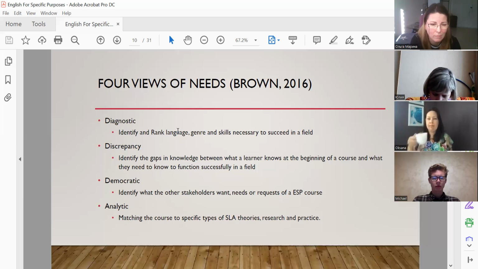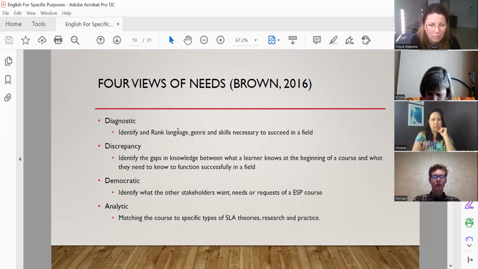identify those skills. Discrepancy: identify the gaps in knowledge between what the learner knows at the beginning of a course and what they need to know to function successfully in a field. This applies to general English as well as to ESP. This is very important. You need to know where your learner is and what their gaps are in order to be able to take them to the place where they desire to be.